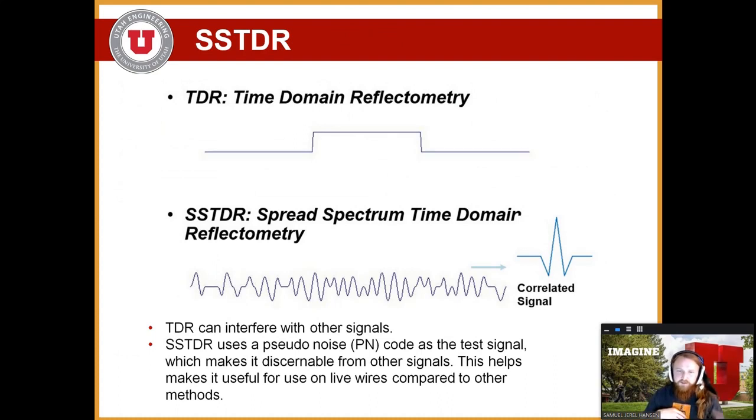So there are many ways of doing time domain reflectometry. As we see on this slide, there's just normal time domain reflectometry, which is a single pulse. But for SSTDR, we use a spectrum of signals. So we modulate a pseudo noise code with a 24 to 48 megahertz signal, and we send that down the line. And then when it comes back, we correlate it with the original signal. Unlike TDR, which can interfere with normal signals because it's a pretty large pulse, SSTDR can be very small. Since we have the pseudo noise code, they will only exactly align when we get the exact same signal back. And so we can use much smaller signals, which means we can use this on live systems.